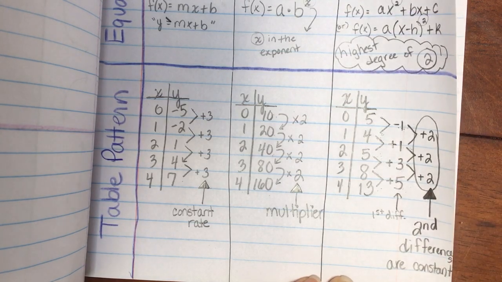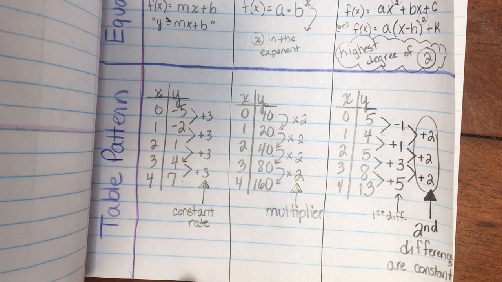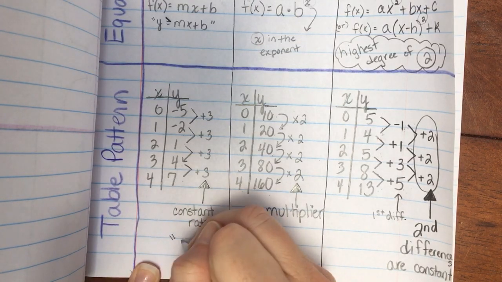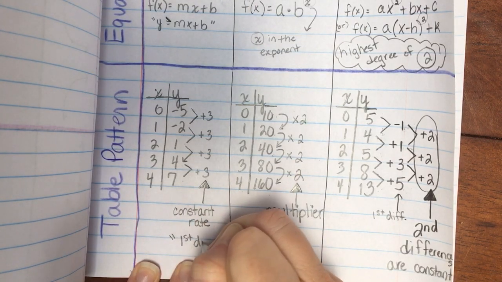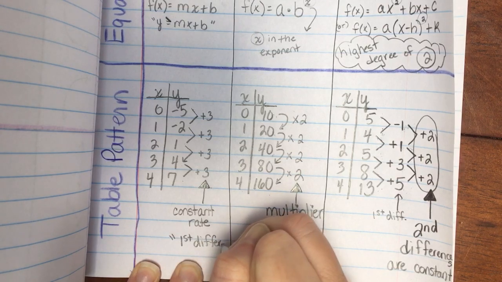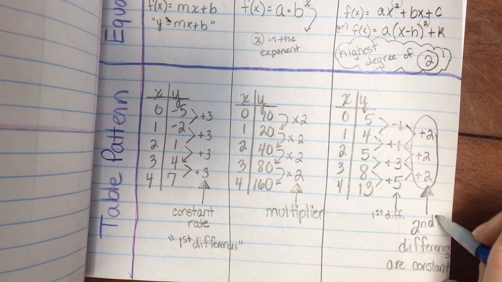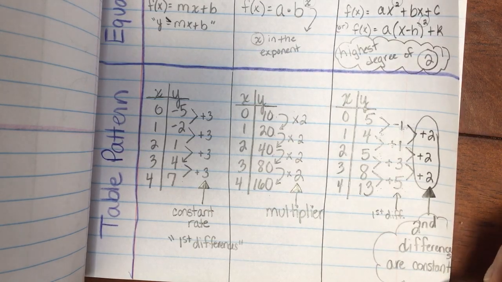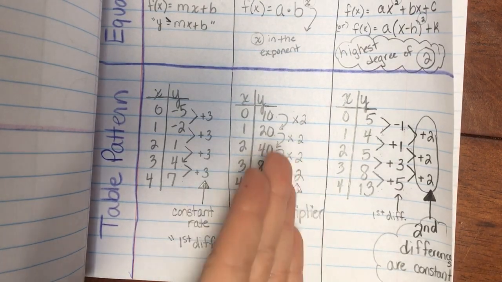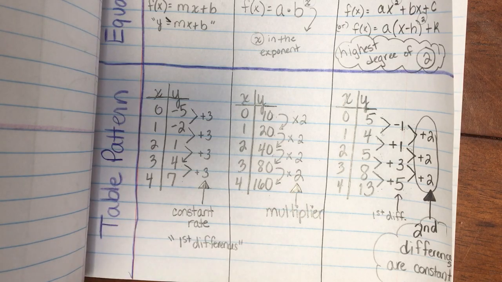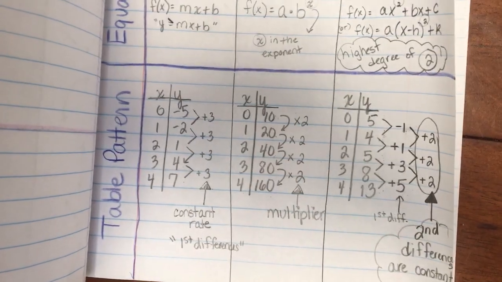And if you remember, I said we would go back to the constant rate. We sometimes call this also first differences. So that's your new piece of learning for today, because we've done exponential and linear a lot this year, but the quadratic column is all the stuff that we've learned today.